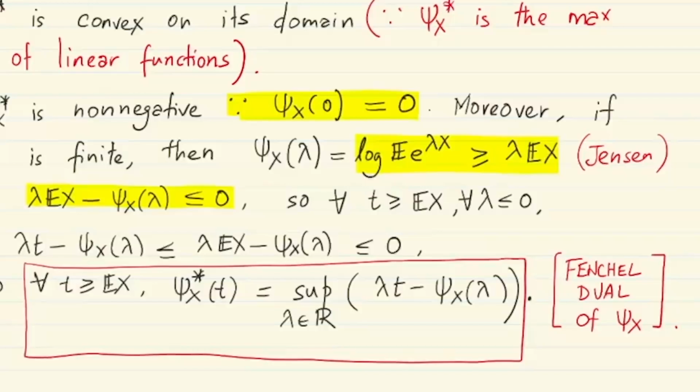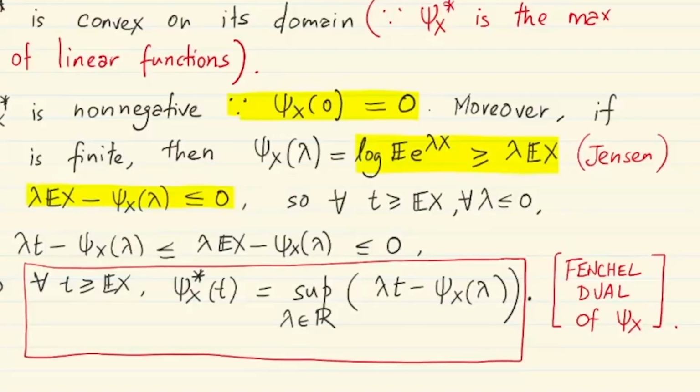And so for every t that is larger than or equal to the expected value of x, and for every lambda less than or equal to 0, recall that in the definition of Cx star we only took lambda greater than or equal to 0. But what happens if you take a lambda less than or equal to 0? If you take t larger than the mean and lambda negative, lambda t minus Cx of lambda turns out to be upper bounded by lambda times expected value of x minus Cx of lambda, and we know that this is less than or equal to 0 by Jensen.